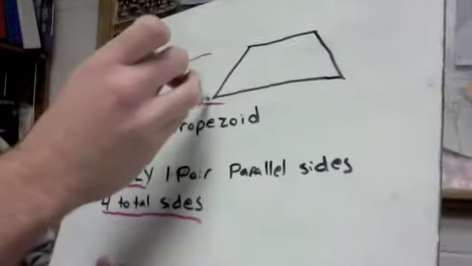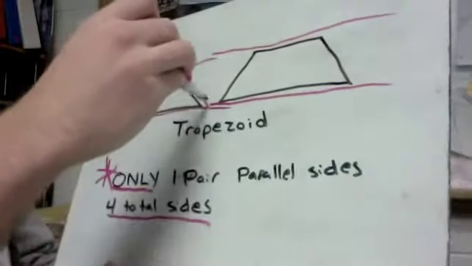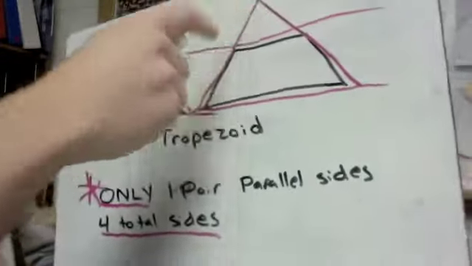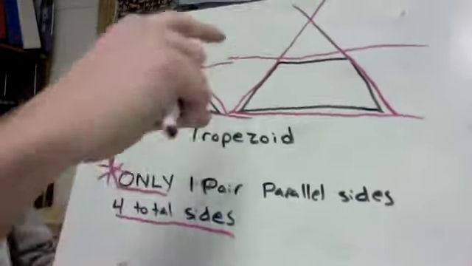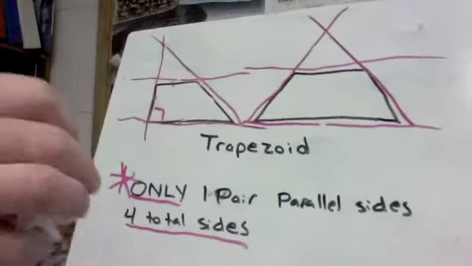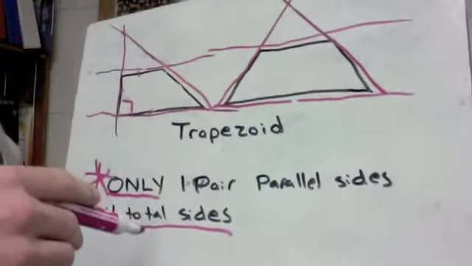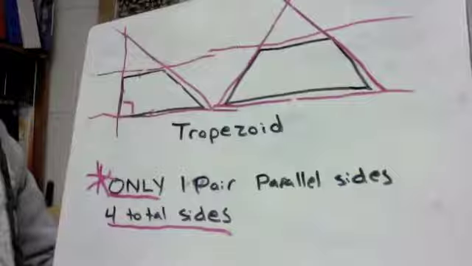This one, parallel and parallel, so we got that. Now the other two, there and there. Those two are going to eventually cross, so that is definitely a trapezoid because there's only one pair of parallel sides. So for a trapezoid, it needs to have 4 total sides because it's a quadrilateral, and it can only have one pair of parallel sides.